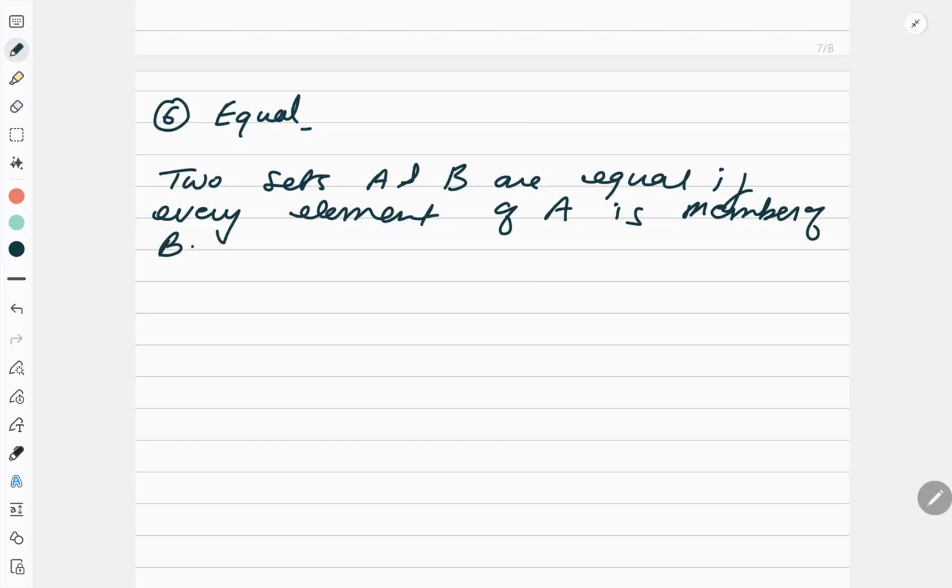Okay, if every element of A is a member of B, I don't look at the order in which they are arranged. For example, if set A is {1, 2, 3} and set B is {2, 3, 1}, then these are equal sets. They are equal as well as equivalent. Obviously, if sets are equal, they will definitely be equivalent as well. But if the count is the same and the numbers are different, then they are equivalent, not equal.